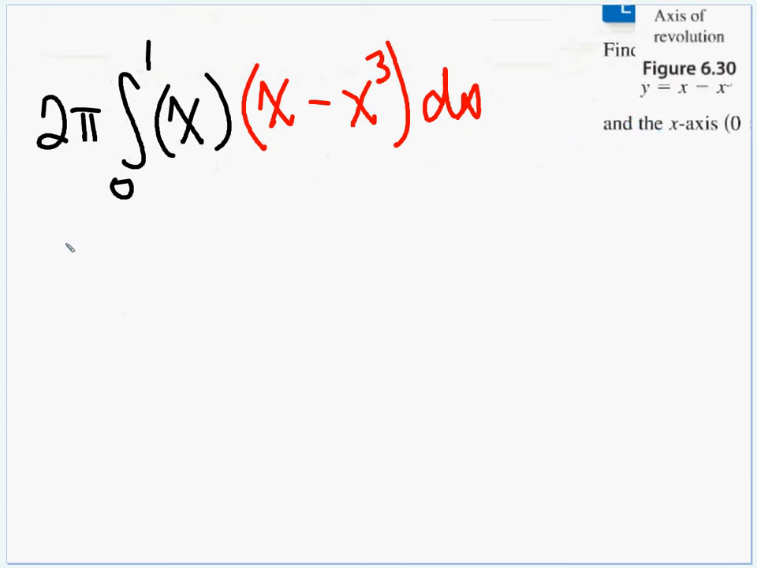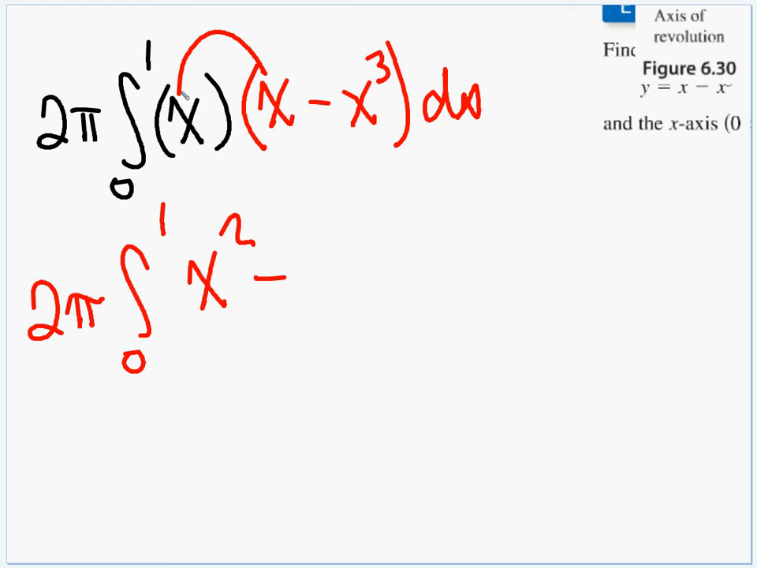Well, I guess we're not going to anti-derive just yet. We got to do a little algebra first. So let's distribute this x. So now it's going to be x squared minus x to the fourth dx. And now we are ready to anti-derive.